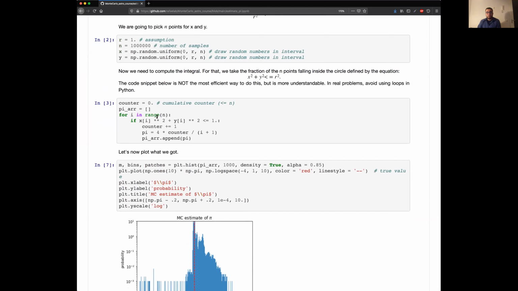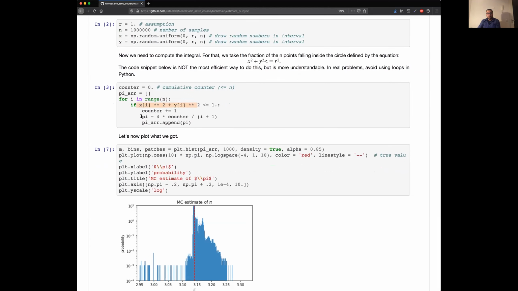And then we just loop over these samples. We check each event, okay? Each event we have an x and we have a y. We calculate x squared plus y squared. We see if it's less than 1, which is the radius of the circle. If yes, then that means the point fell inside the circle. Otherwise, it's rejected. That's how we can calculate pi this way.